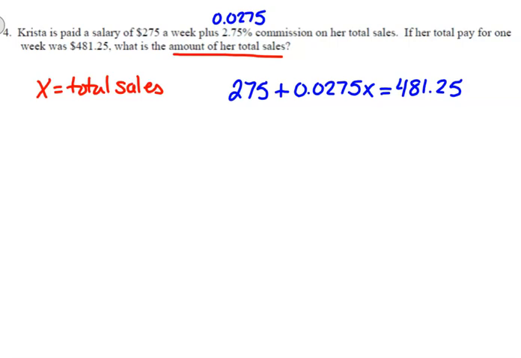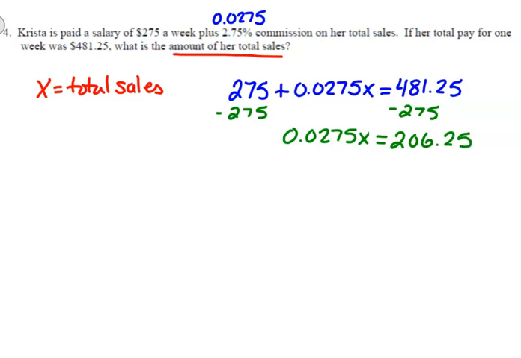Okay? If you think about something, if it's 50%, the decimal would be 0.5 because you move the decimal 2 places. So here I'm going to start solving by subtracting my 275 from both sides. So that means I still have my 0.0275x. On the other side, 481.25 minus 275 is 206.25.